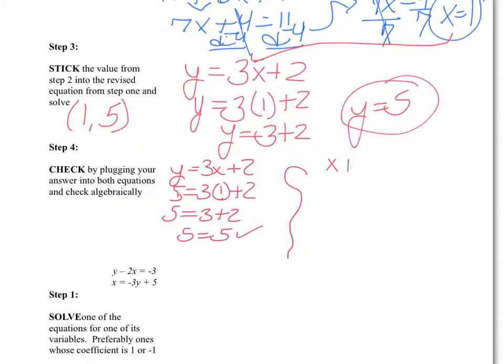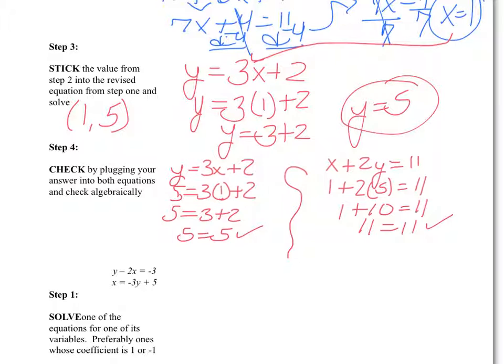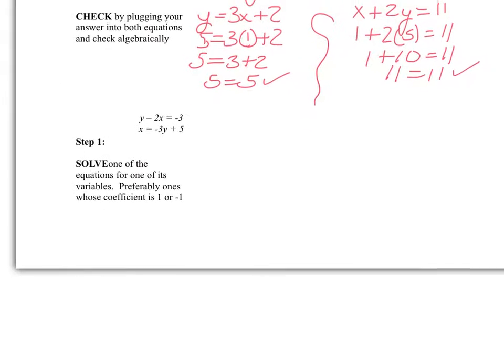Second equation, x plus 2y equals 11. 1 plus 2 times 5 needs to give me 11. 1 plus 10 needs to give me 11. And 11 equals 11. So that's how you do it start to finish. We're going to look at a second one now. It should be on the back of your graphic organizer.